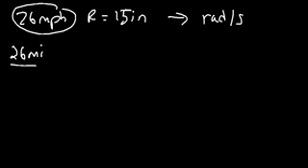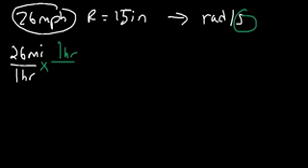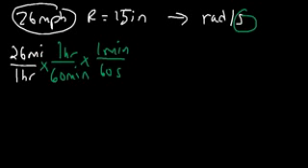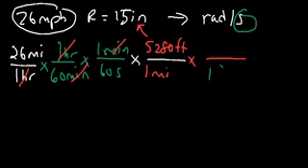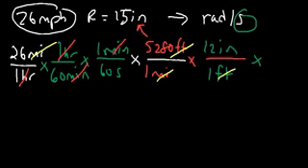So we have 26 miles over 1 hour. Let's convert hours into seconds. So for every hour, there's 60 minutes. And for 1 minute, there's 60 seconds. So those units cancel. So next, let's convert miles into feet. There's 5,280 feet per 1 mile. And since we need to use inches, let's convert feet into inches. There's 12 inches in a foot. So miles cancel, and the units feet cancel.